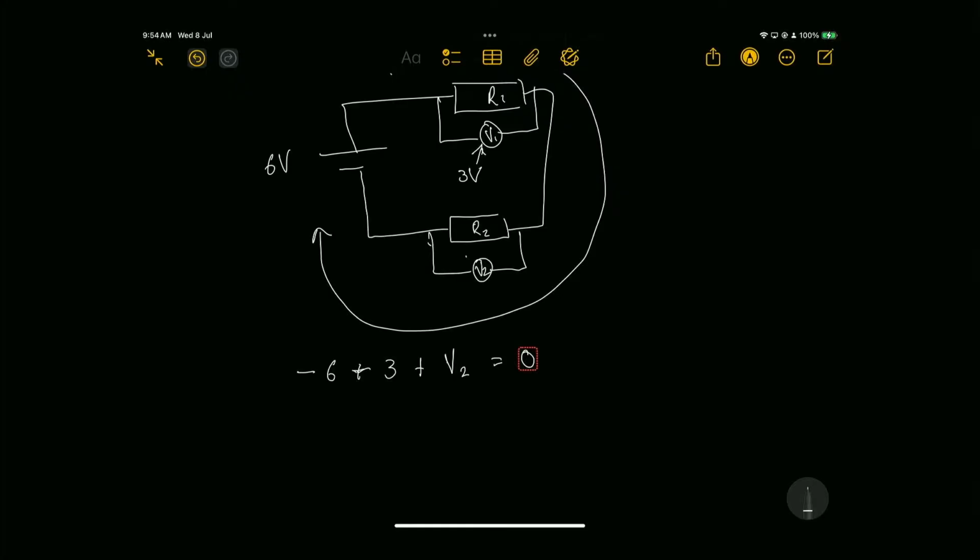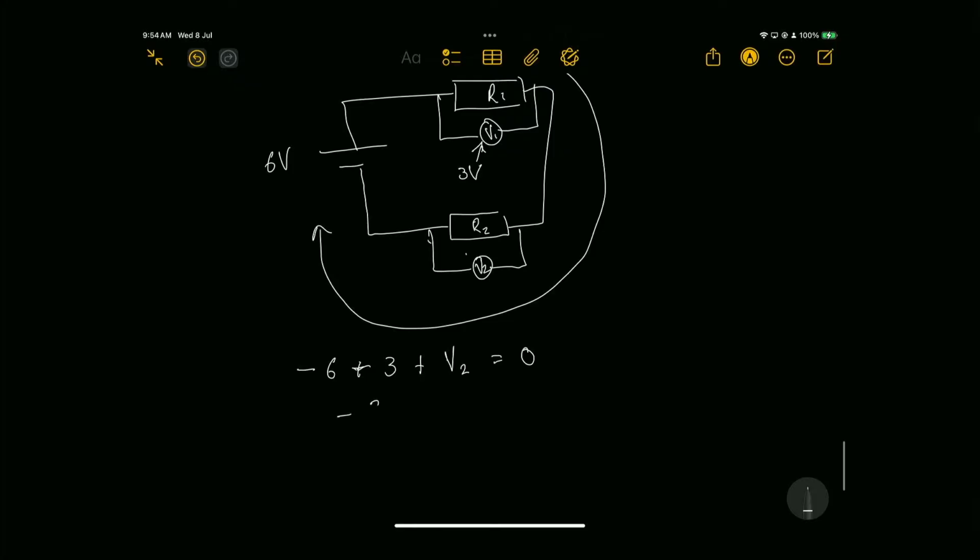So this is the sum of the voltages across this closed loop. So we have negative 3 plus V2 is equal to 0. So V2 is equal to 3 volts. Right, so this is just a simple application of Kirchhoff's voltage law. Right, so now let us move on to capacitance.